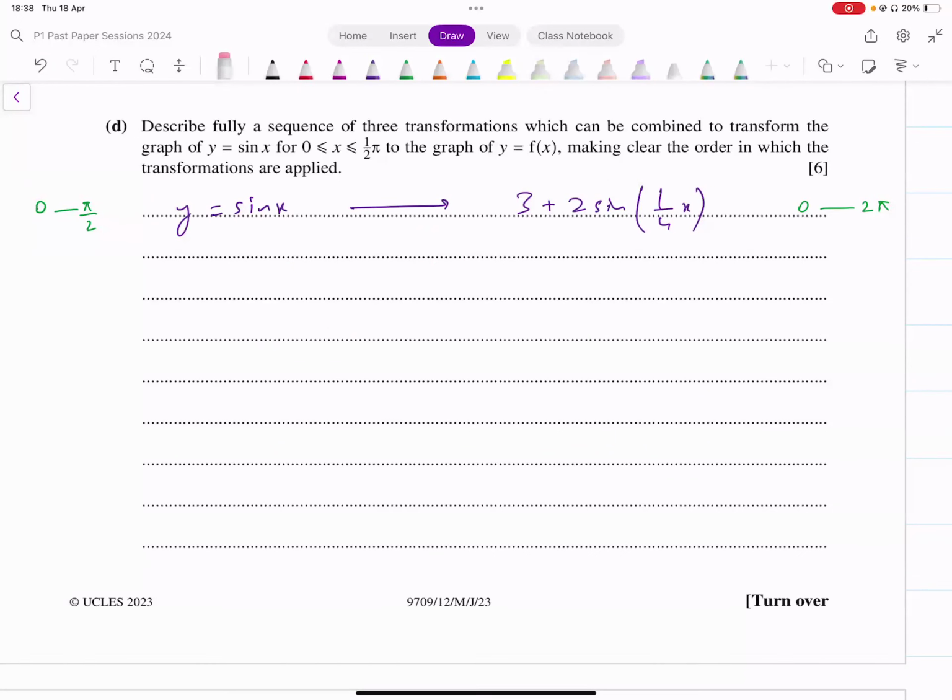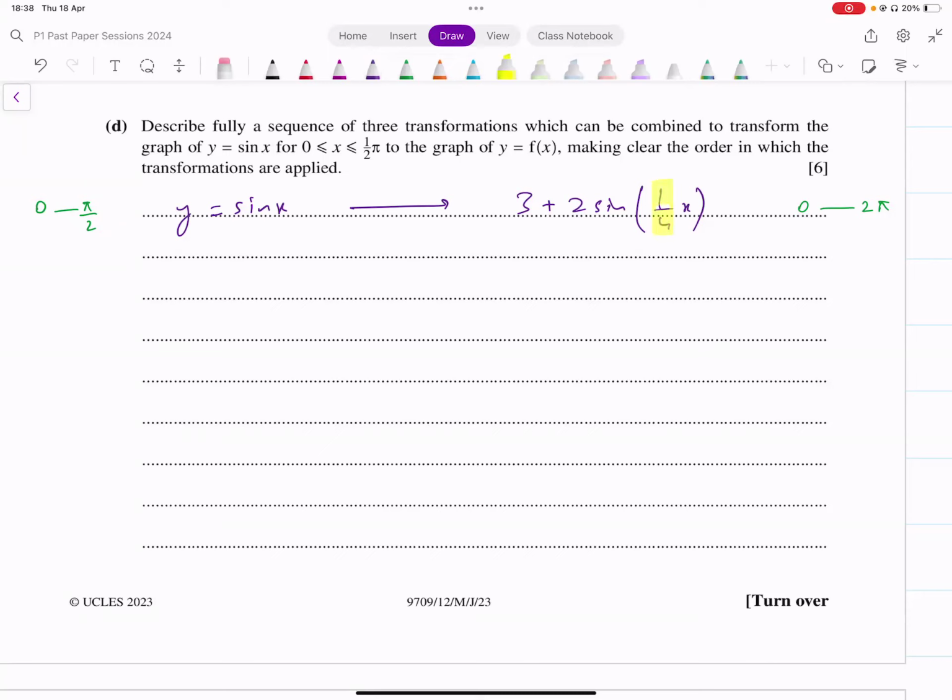Now, this is the standard form, right? There are no extra brackets that they're using. So it's pretty straightforward. 6 marks, just 6 easy marks, actually, if you know your transformations well. 3 and 2 are 2 vertical transformations. Inside, you have just 1 over 4, that is 1 horizontal transformation. So you have 3 transformations in total. Between horizontal and vertical, it does not matter which one you do first. So let's say we start from horizontal.